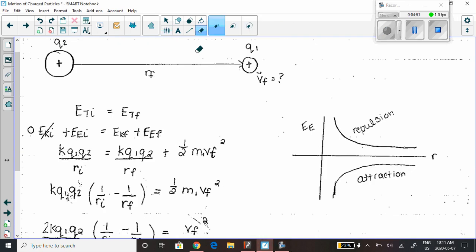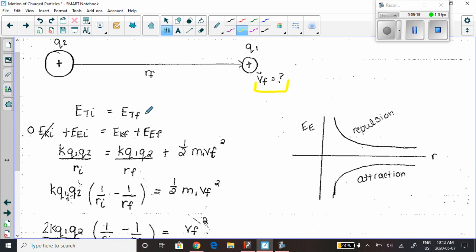So here we are back again. As I said, we're going to use the work and energy method way of doing this. So here's the situation. The charged particle Q1 has moved. Remember, Q2 does not move, it's fixed. And now it's at a new center distance called RF. What we want to figure out is, when it's at this new distance, how fast is it moving?